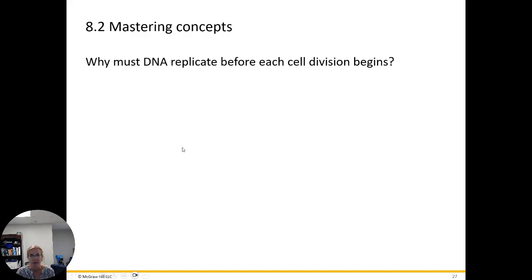So why must DNA replicate before each cell division begins? Remember at the beginning of this video, we talked about the fact that when a cell divides, it is separating into two. And so as it moves apart, if that DNA had not been replicated, only one cell would have a copy of the DNA. So the other cell would basically be completely unable to do anything.